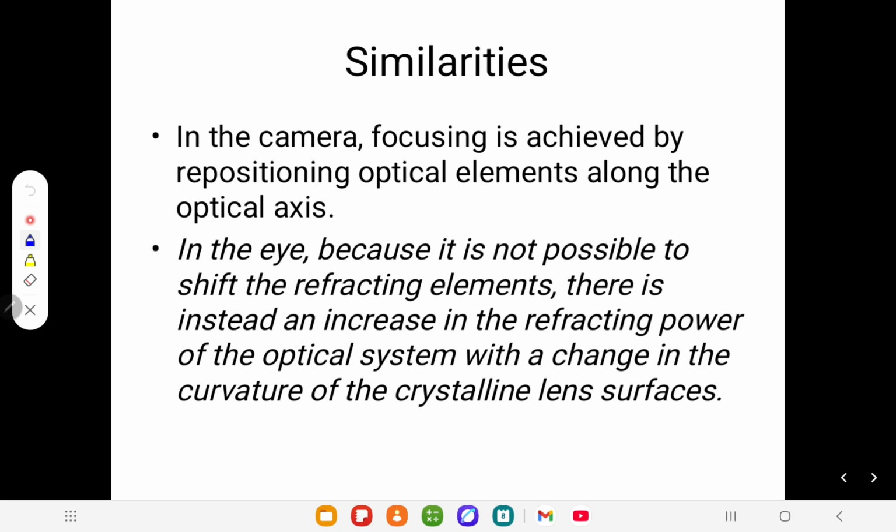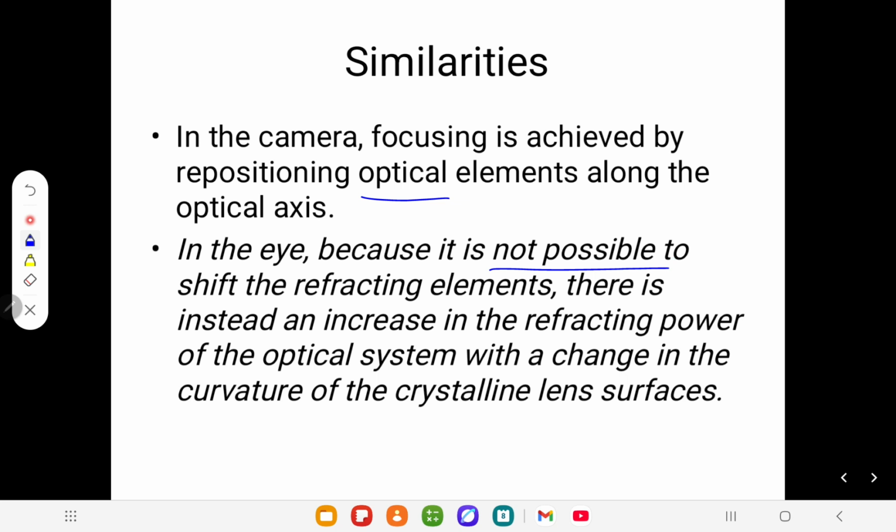Another similarity is that camera focus is achieved by repositioning an optical element. So in a camera, the position of the optical elements, basically lenses, is changed so that focus and defocus are achieved. But in the eye, shifting a refractive element is impossible. Is it possible? No, not at all.